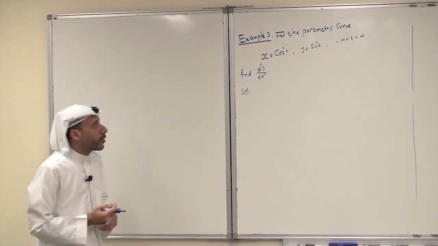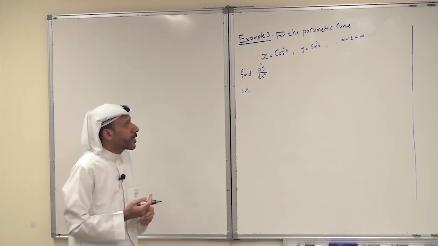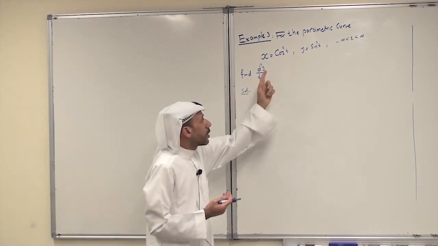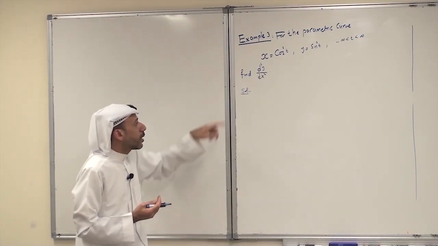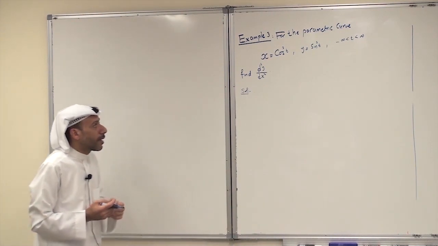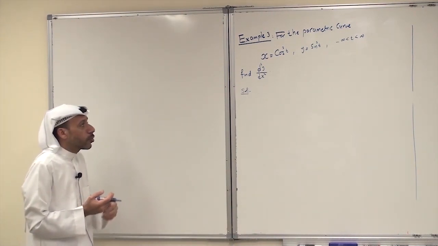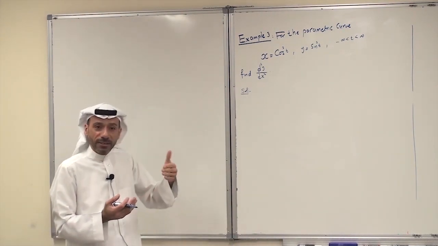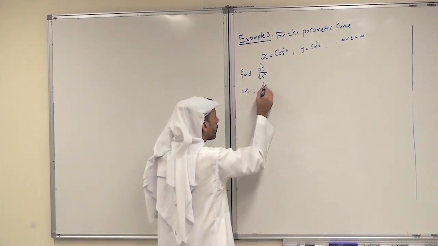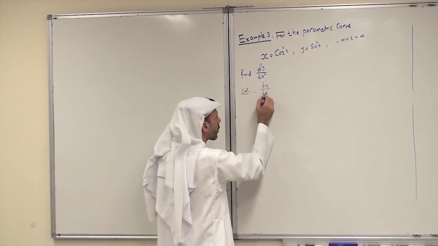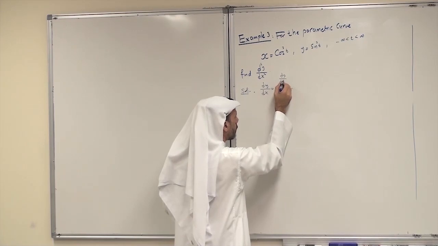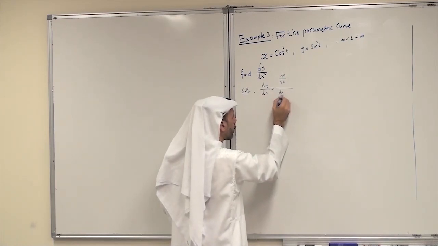We consider example 3, which states the following. For the parametric curve given by these parametric equations, find the second derivative of y with respect to x. Second derivative. To find the second derivative, we have first to find the first derivative. So the first derivative, we have a formula for it. So this is dy/dx. The formula is given as follows: dy/dt over dx/dt.